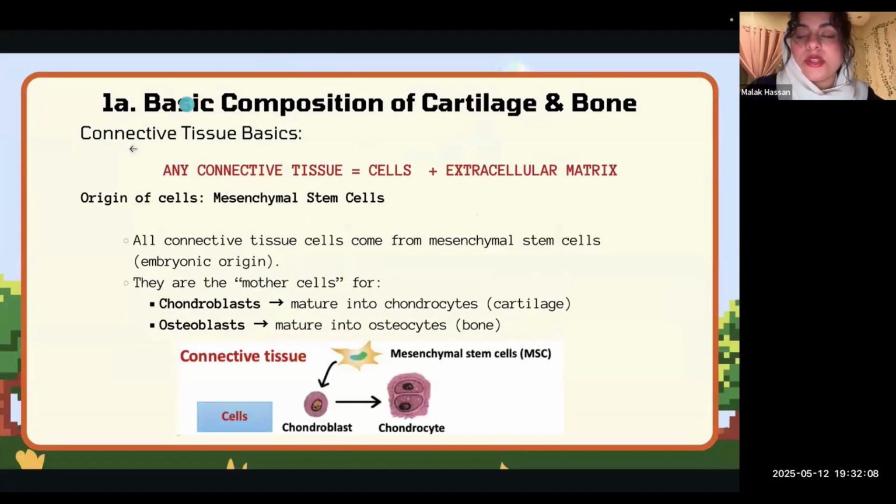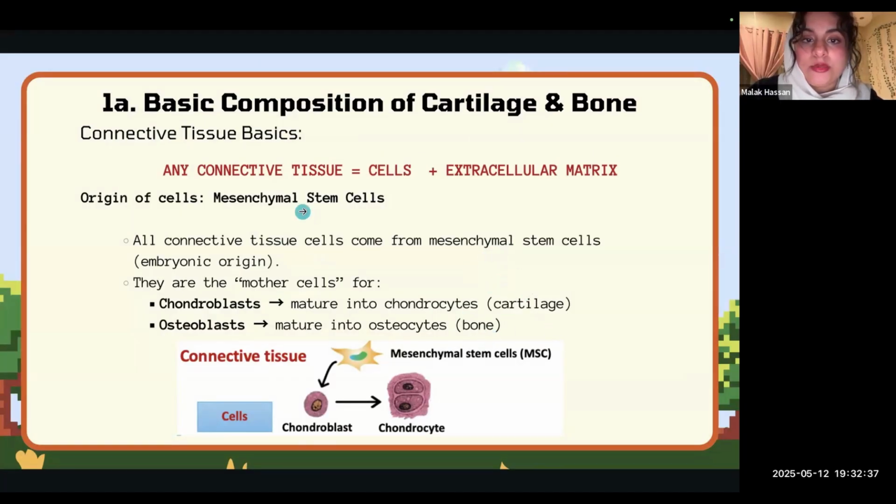Now, let's talk about some connective tissue basics. Any connective tissue in the world is going to be made up of cells and extracellular matrix. In other words, cells and the stuff surrounding the cells. Now, where do these cells come from? They come from something called mesenchymal stem cells. All connective tissue cells will come from mesenchymal stem cells. And we can consider them kind of like the mother cells for cartilage cells and bone cells.